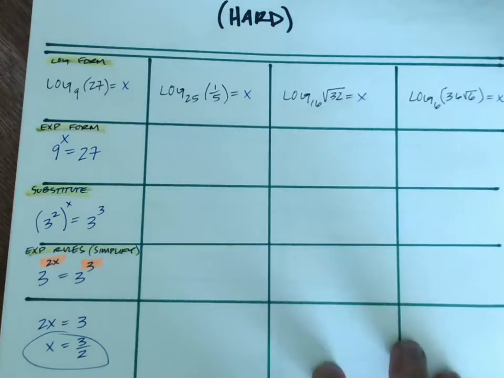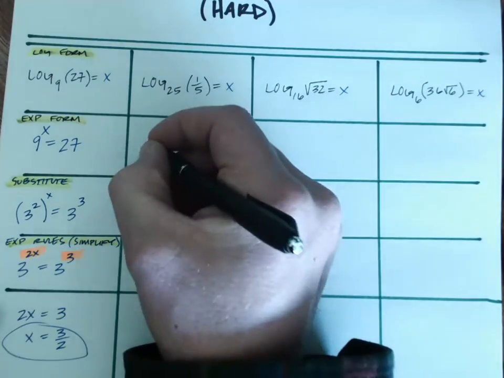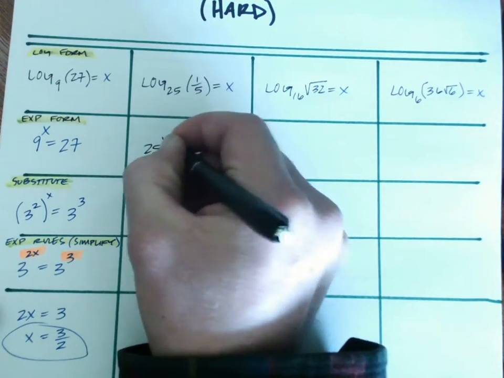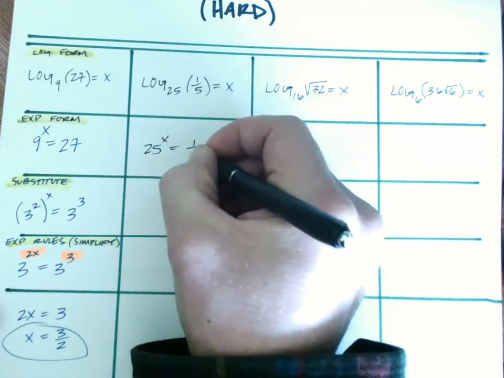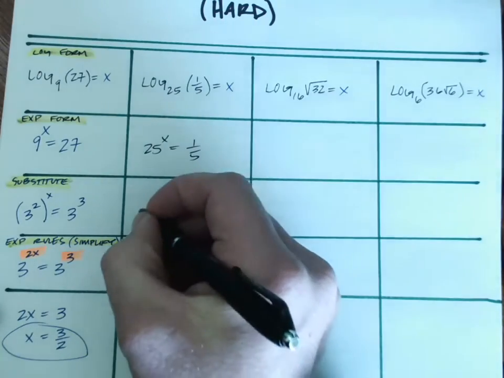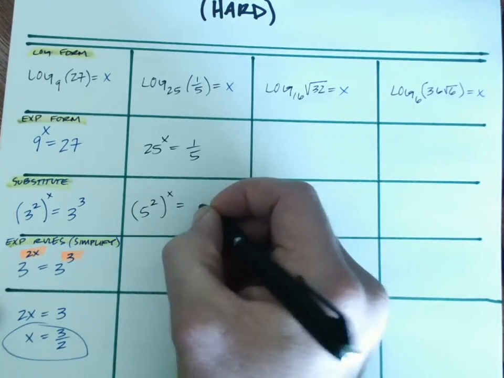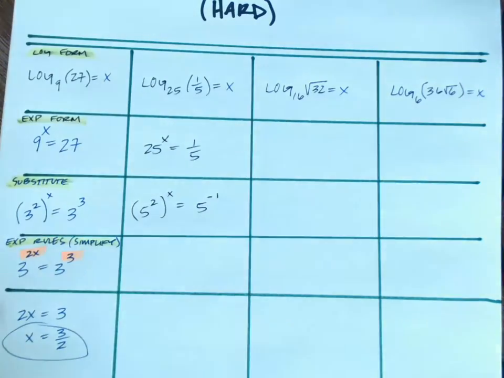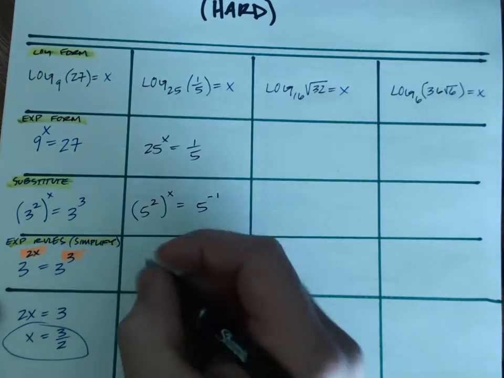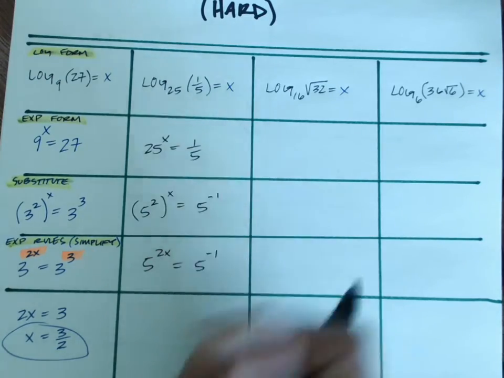And I'm going to run through the next 3 in a similar way. They differ slightly. So let's go ahead and do the same steps here. So this will be 25 to the power of x equals 1 over 5. And both of those are base 5 numbers. 25 is 5 squared. And 1 over 5 is 5 to the negative first power. We have 5 to the 2x equals 5 to the negative first.